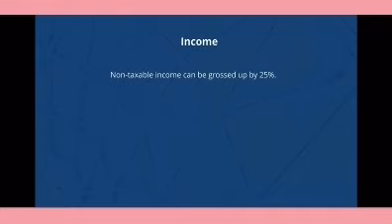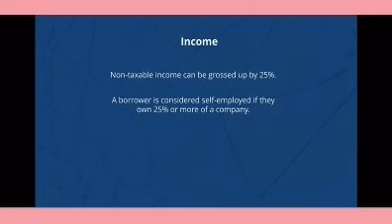Non-taxable income can be grossed up by 25%. An example of non-taxable income would be Social Security benefits. A borrower is considered self-employed if they own 25% or more of a company. There's a lot of additional analysis for self-employed borrowers to ensure continuity of income.